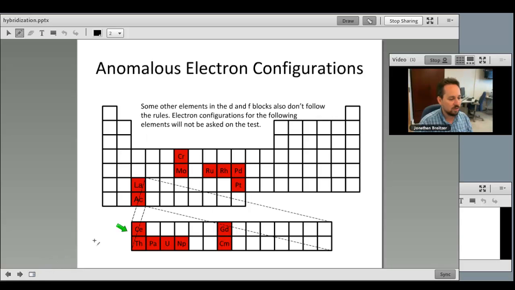There are some others that don't follow the configurations. These are the others besides the coinage metals that break the rules. These will not be asked on the test.